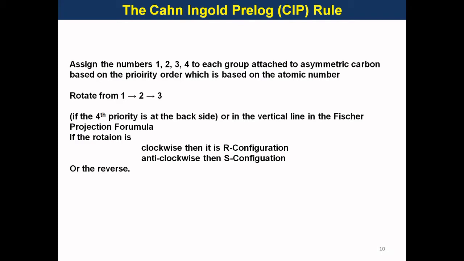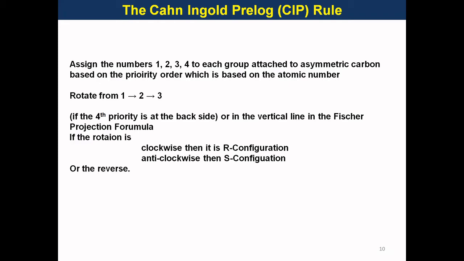The second point is that we have to rotate. The rotation is from 1 to 2 and then 3, and then we have to observe whether it is clockwise or anti-clockwise. If it is clockwise, we assign R configuration. If it is anti-clockwise, we assign S configuration. This is okay when the fourth priority is in the vertical line in the Fischer projection formula. Then we have to assign it as such.